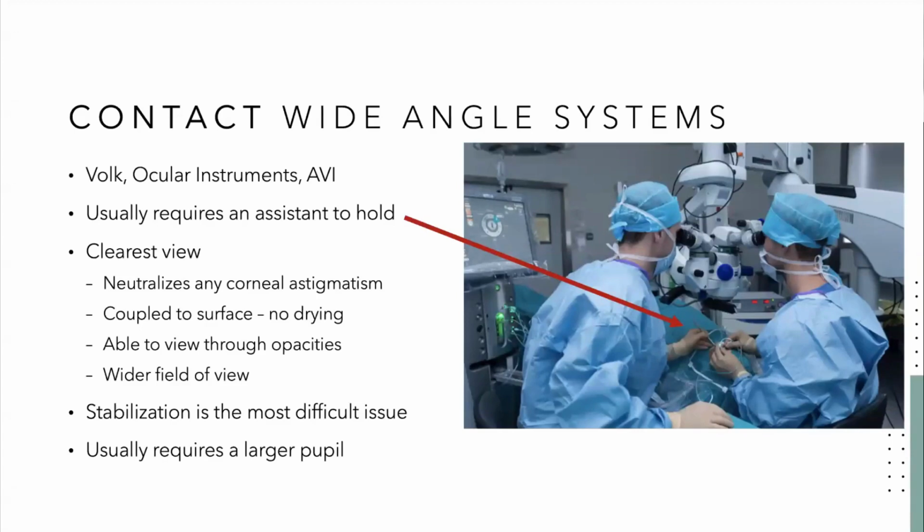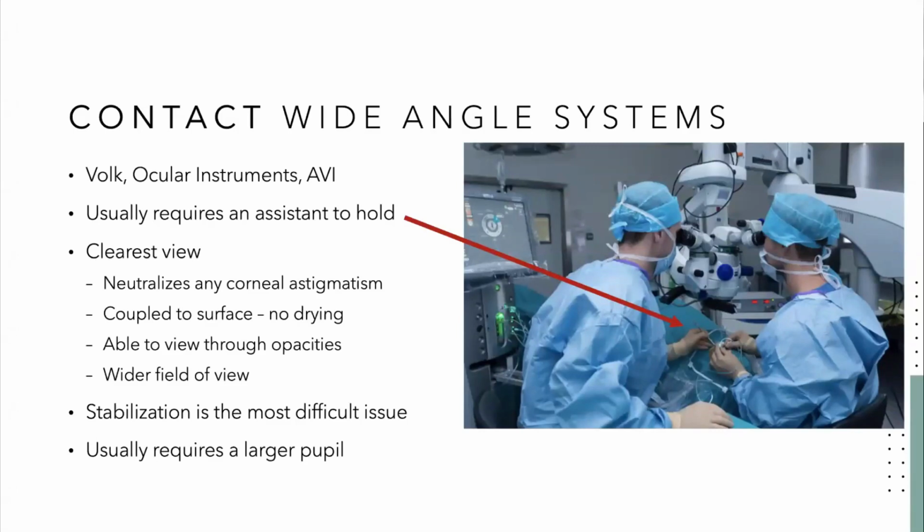Interestingly enough, it gives you some of the best viewing that you can ever see. That's because when you're in contact with the eye, you neutralize any effect of the cornea. So corneal astigmatism is neutralized. You're coupled to the surface, so you don't have to worry about surface drying. You can actually get around opacities in the cornea and opacities in the lens. And it gives you a wider field of view.